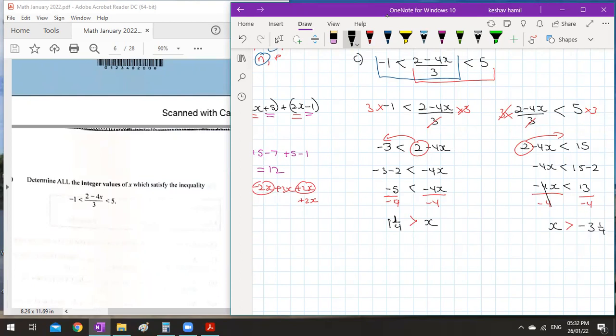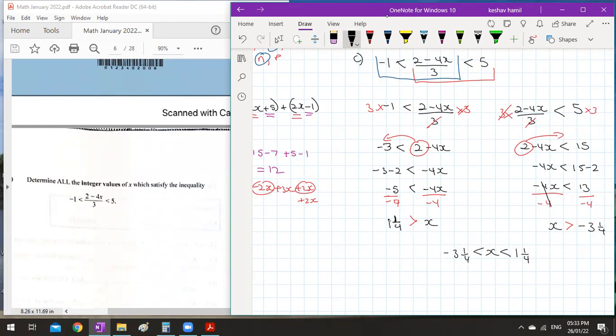We have negative 3.25. So putting them together again, now x will be in the middle. This one says that x is greater than, so it will be on this side. So you have negative 3.25. And this one says x is less than 1.25. Right, now, what are the integers between negative 3.25 and 1.25?